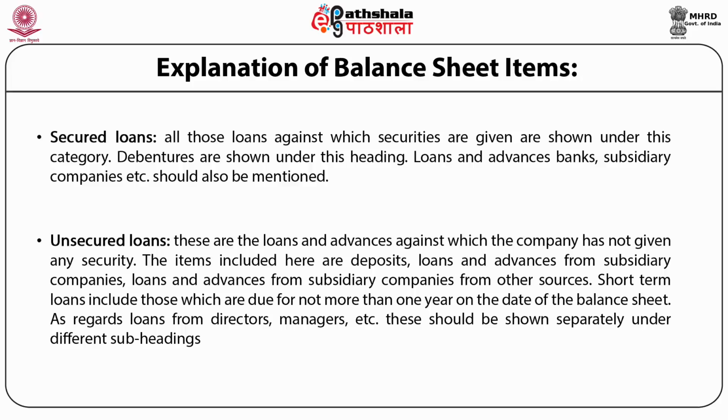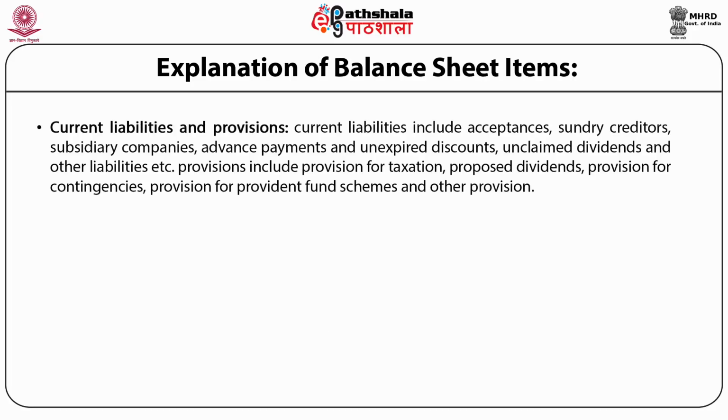Short-term loans include those loans which are due for not more than 1 year on the date of balance sheet. As regards loans from directors and managers, these should be shown separately under different subheadings. Current liabilities and provisions. Current liabilities include acceptances, sundry creditors, subsidiary companies, advance payments, unexpired discounts, unclaimed dividends, other liabilities, etc. Provisions include provision for depreciation, proposed dividends, provision for contingencies, provision for dividend scheme, and other provisions.